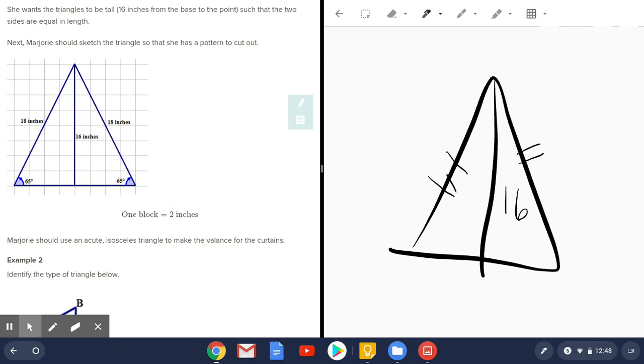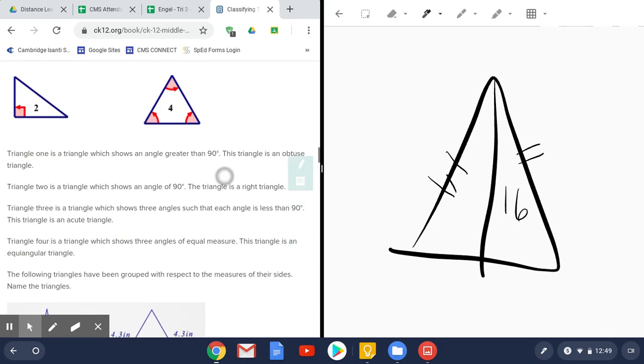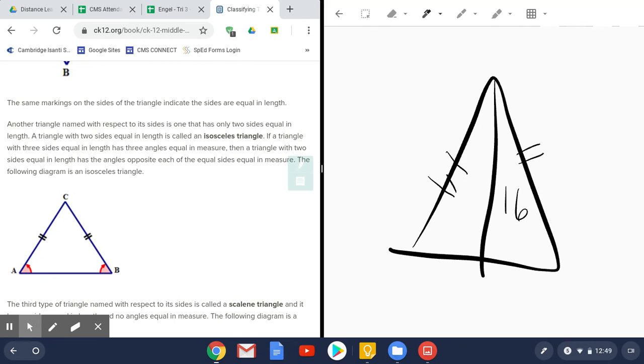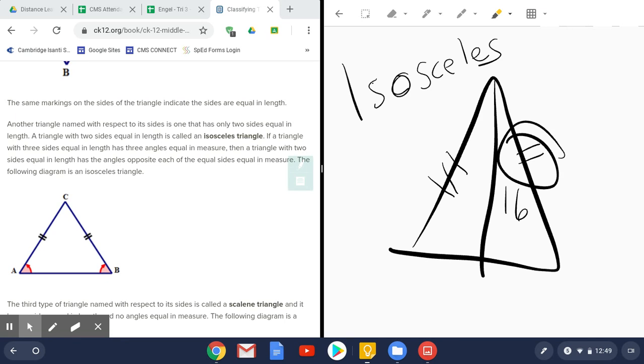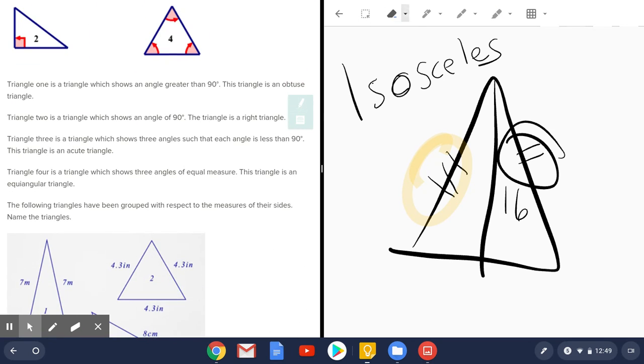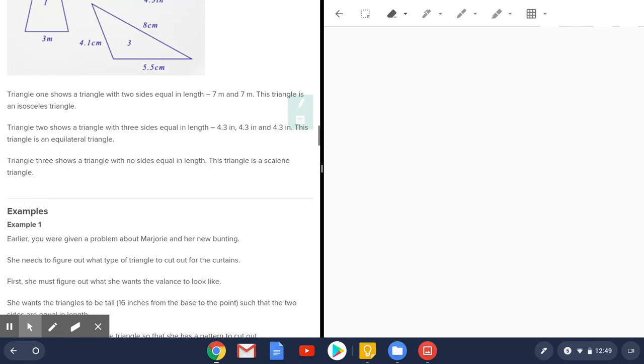If we have a triangle that has 2 equal sides, what kind of triangle is that? Look through your notes. If you need some extra help, I'm going to go up here to right here. This is what we call an isosceles triangle. An isosceles triangle is, remember guys, when we have 2 sides that are of the same length. Okay? So she would want an isosceles triangle for her bunting.